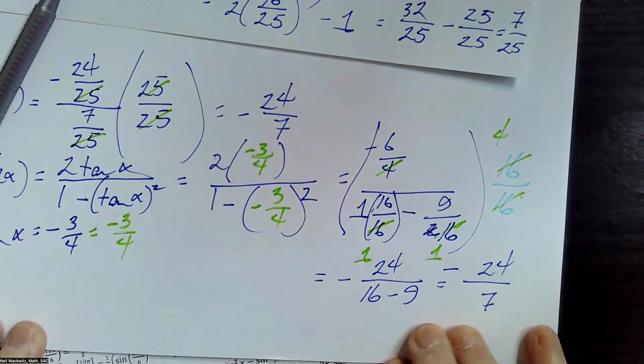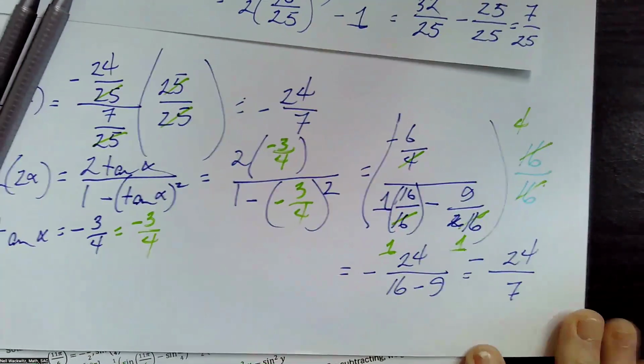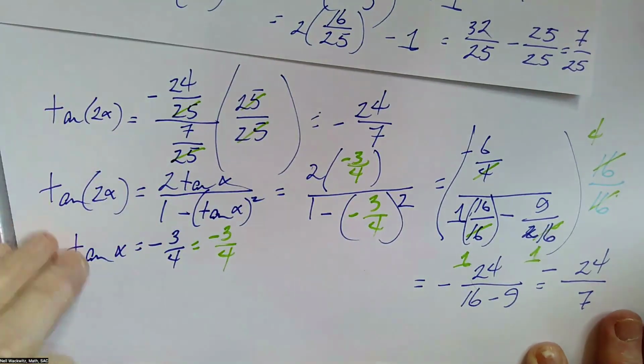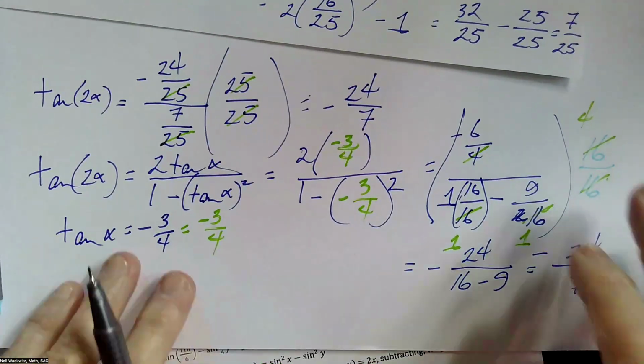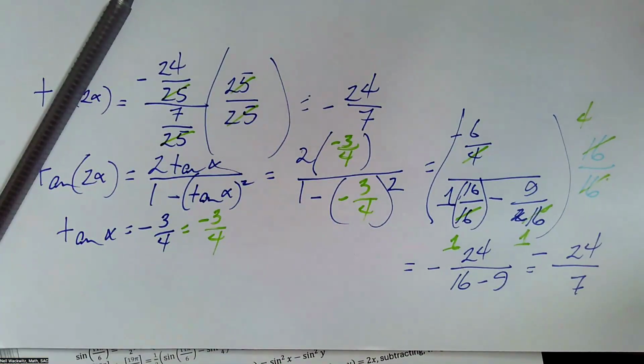So we're left with negative 24 over 7, which is exactly the same thing we got when we took sine 2 alpha and divided by cosine 2 alpha. So yay, that's wonderful. And I'm going to pause or stop the video so that we can do the half angle formulas in a separate video.